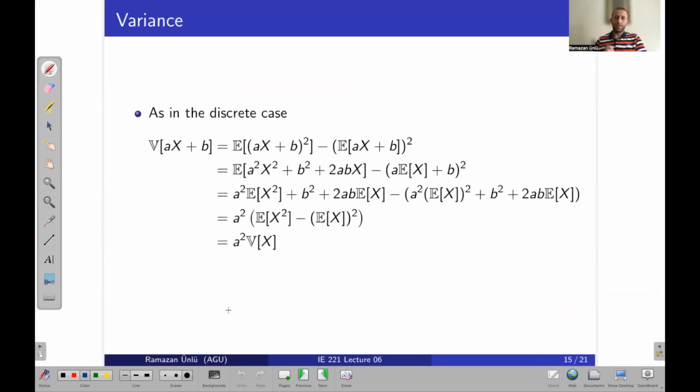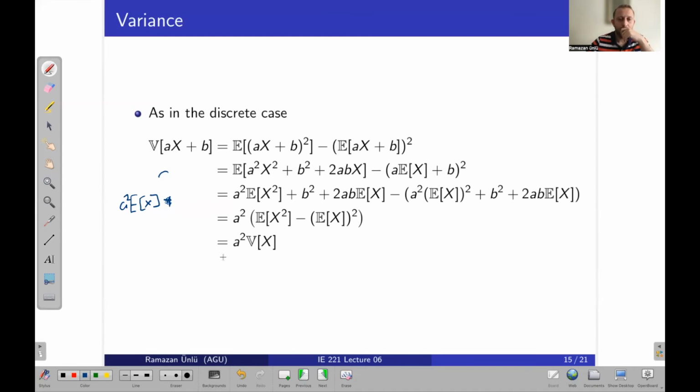So if you remember from the discrete case, the variance of a times x plus b was equal to a squared times the variance of x, right? It is simply what I was looking at: the coefficient of the random variable, and I take the square of it, which is a squared, and I multiply this term with the variance of x. And this constant will not affect the variance.